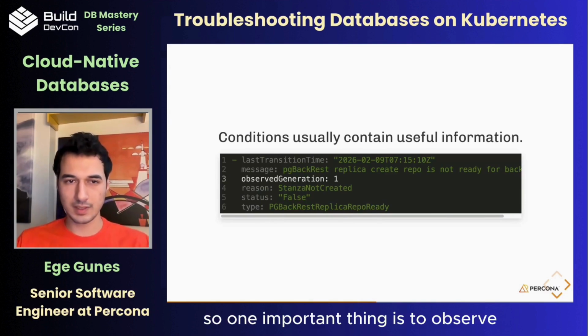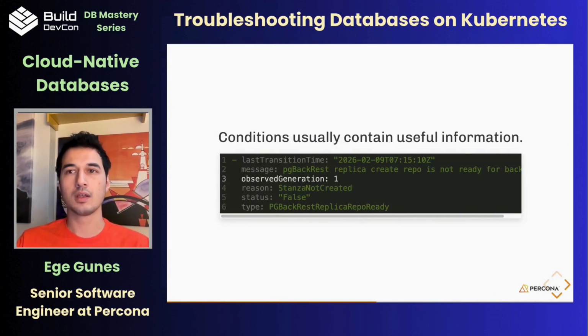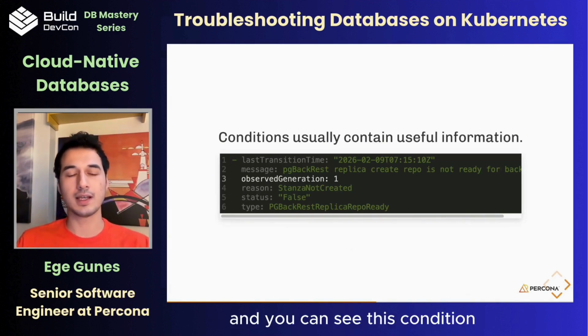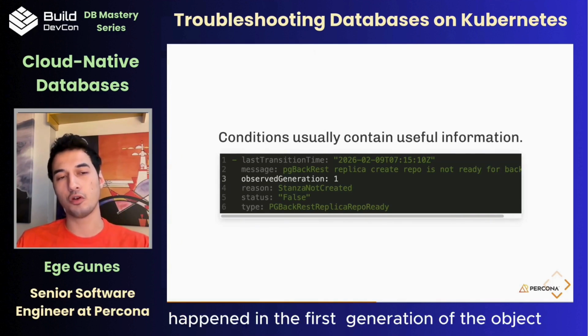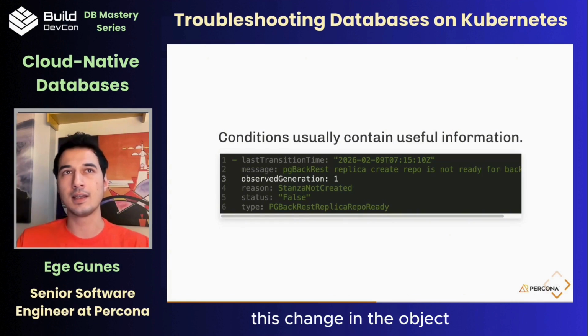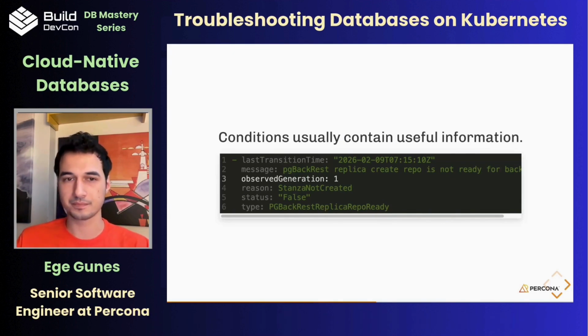One important thing is the observed generation here. On Kubernetes, objects have a generation. That means, okay, this is the first version of the object, and you can see this condition happened in the first generation of the object. So you can understand, okay, this change in the object caused this condition, or maybe fixed this condition.